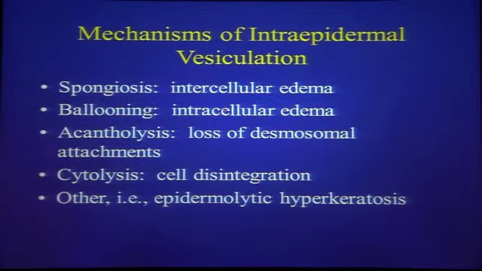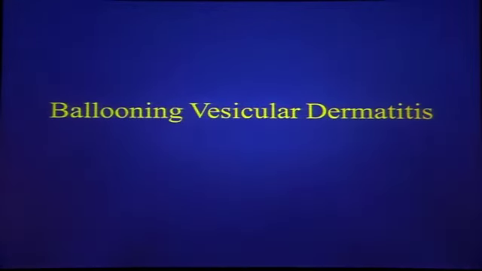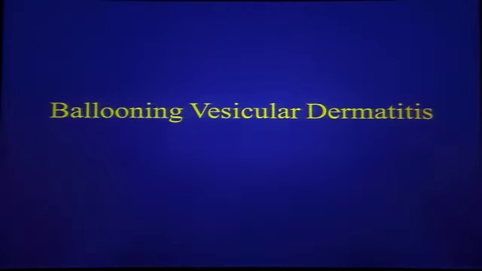And these are some of the mechanisms of intraepidermal vesiculation. The three most common are spongiosis, ballooning, and acantholysis I talked about before, and then cytolysis where the cells disintegrate, and then a couple others, epidermolytic hyperkeratosis. And we'll cover most all of those in this talk.